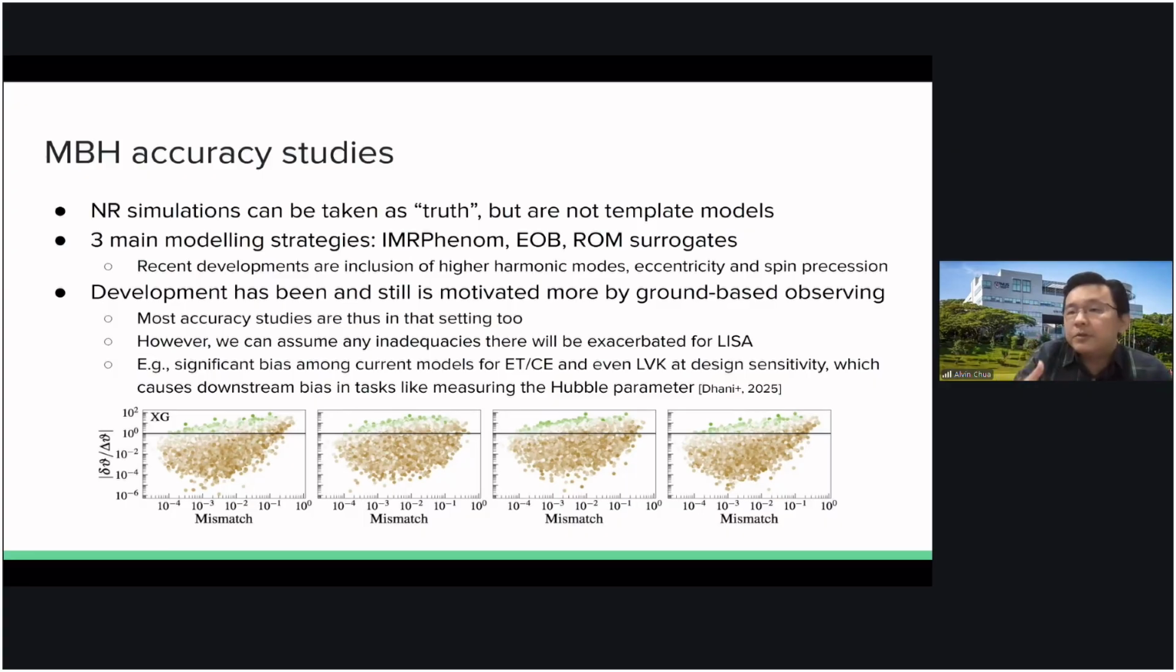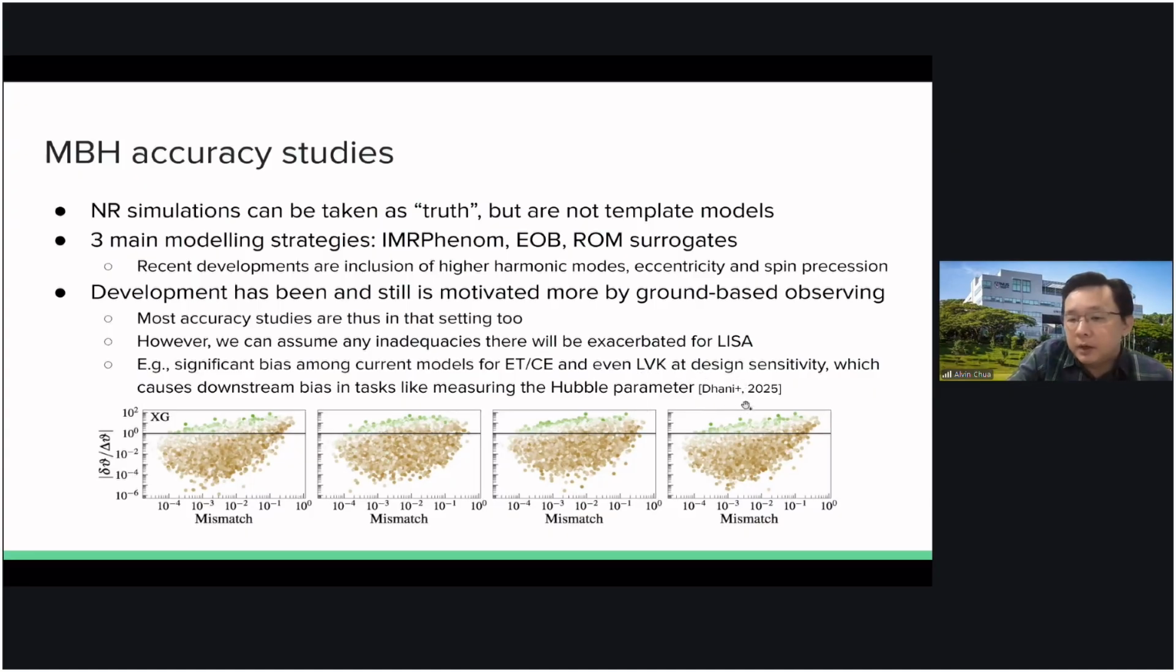And that means that most accuracy studies that have been performed are also in that setting as well. Okay, but because LISA is going to be much harder, or rather, the constraints are going to be much more stringent, we can assume that any inadequacies that show up in those studies will naturally be there, and probably even worse for LISA.